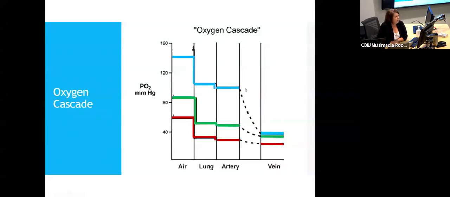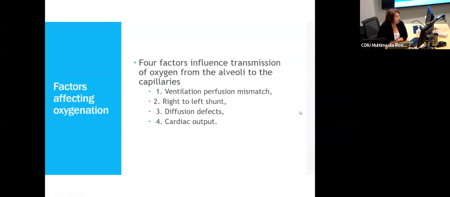We'll explain this a little bit more as we go along. So there's a number of factors, but let's just talk about 4 factors that affect oxygenation in the body in general. So 4 factors that influence transmission of oxygen from the alveoli, so within your lung, into the capillaries.